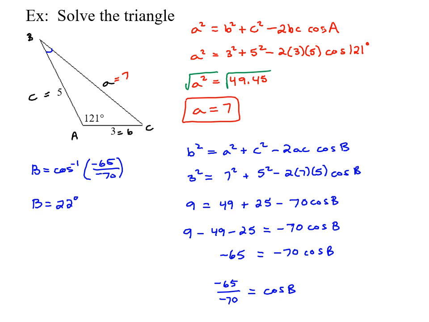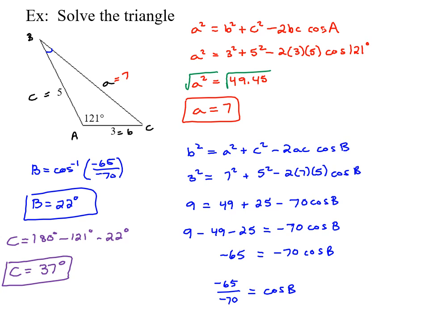And then to find angle C, C would just still be 180 minus the 121 minus the 22. So 180 minus 121 minus 22 gives me 37. So there's my missing angles, the 37 degrees and the 22 degrees, and my missing side.